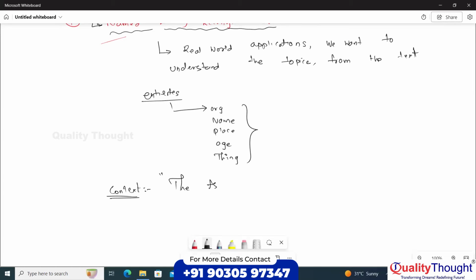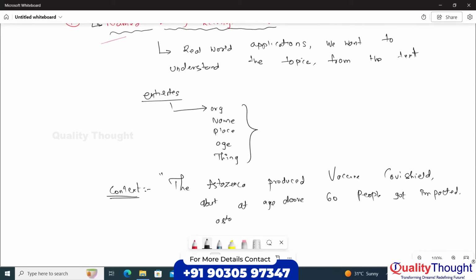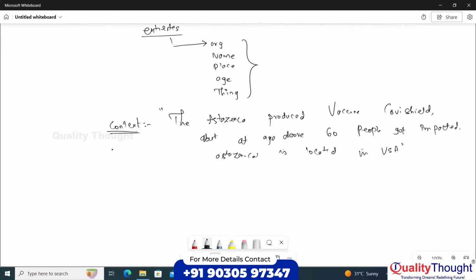The AstraZeneca produced vaccine Covishield, but people above age 60 got impacted. AstraZeneca is located in the United States of America. This is my context. Your aim is to extract the named entities. So here, what are the named entities?